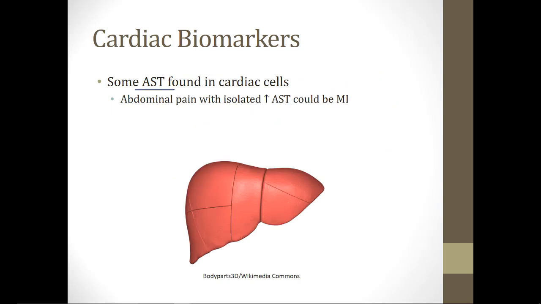There's also some AST found in cardiac cells. AST is typically used to diagnose liver problems, but sometimes patients will present with abdominal pain as an anginal equivalent, and they will have an isolated increase in AST. You should be aware that this could be a myocardial infarction, and this is one of the many reasons that in any patient presenting with abdominal pain, an EKG is usually checked, because some patients have abdominal pain instead of chest pain as their anginal equivalent.